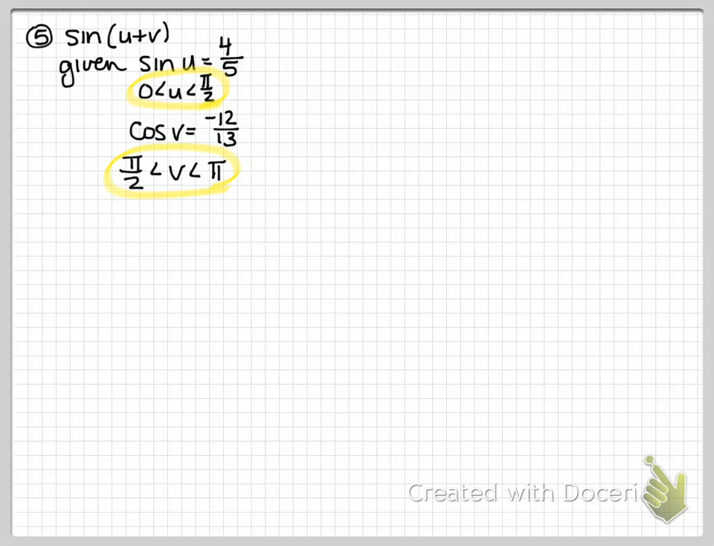So what I'm going to do is make some triangles here. I'm going to make the first triangle for u, and that's in quadrant 1. Well, sine, remember, is opposite over hypotenuse, so that means that this is 4 and this is 5, and using our Pythagorean theorem, it means this adjacent side is 3. So we need to do this part first. We need to make our triangles. Well, for cosine of v, it's in quadrant 2, where this is negative 12, and this is 13. Again, using our Pythagorean theorem, 13 squared minus negative 12 squared gives me 25, and the square root of 25 is 5, so this opposite side is 5.